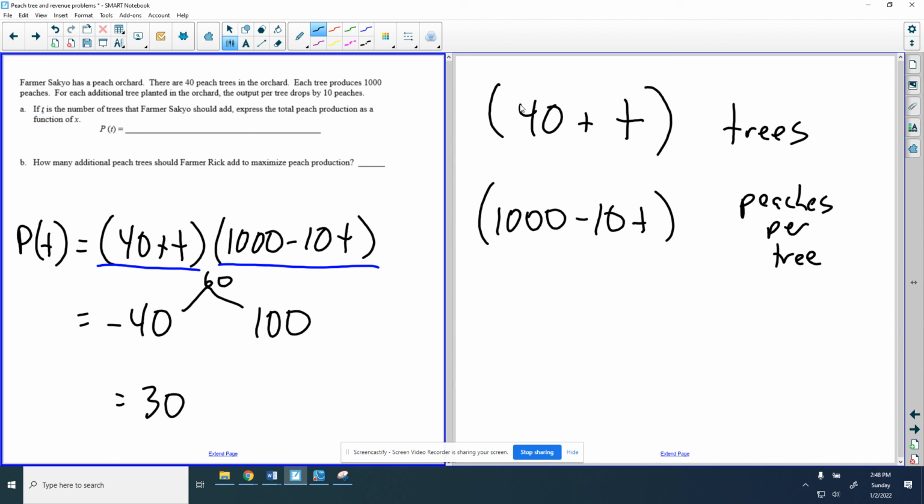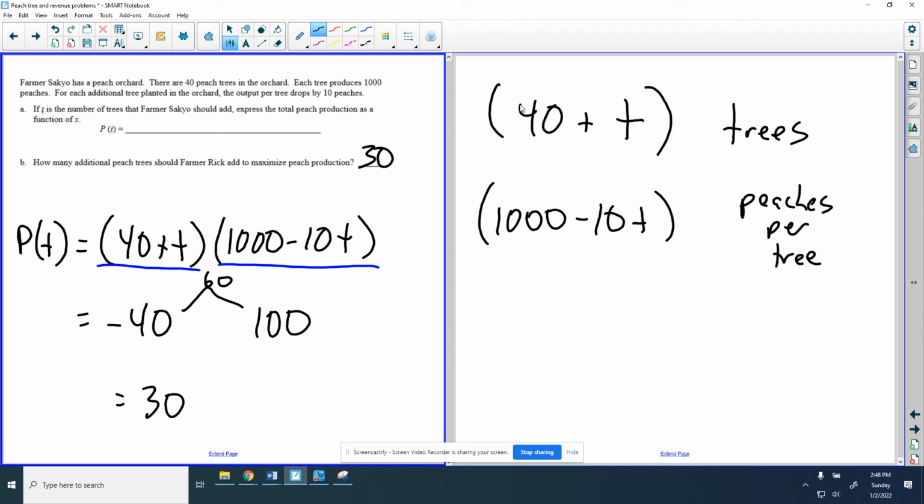So how many trees should he plant? He should plant 30 more trees, giving him a total of 70 trees. 30 times, let's see, 10 is going to be 300, so he would have 700 peaches per tree.